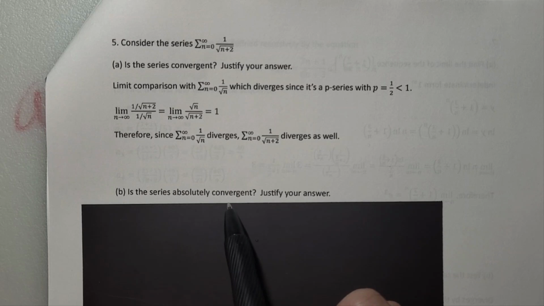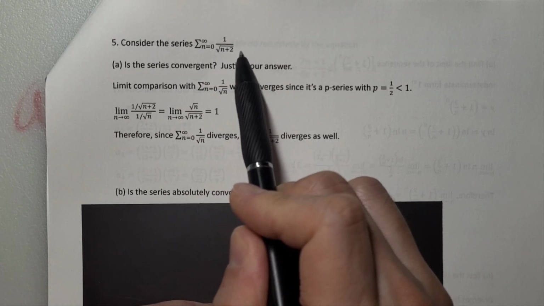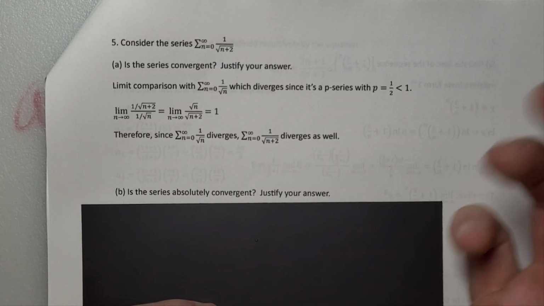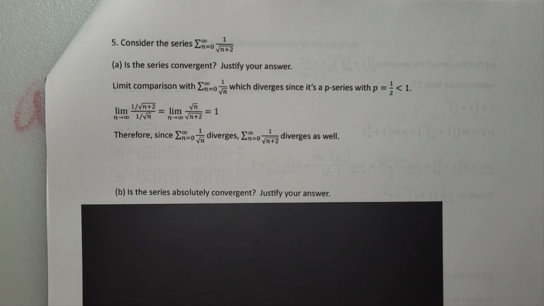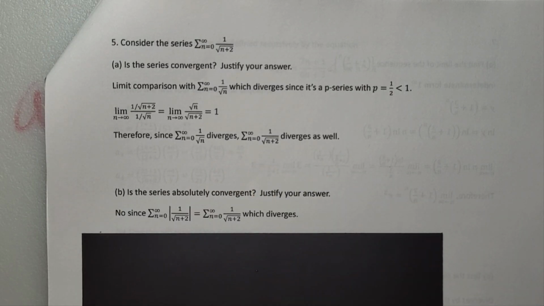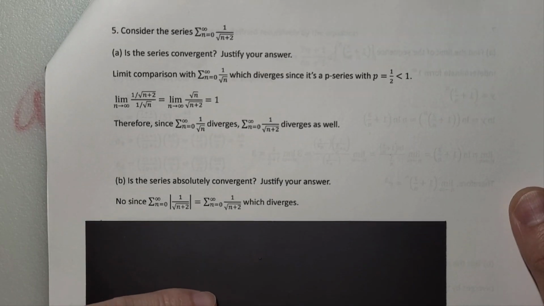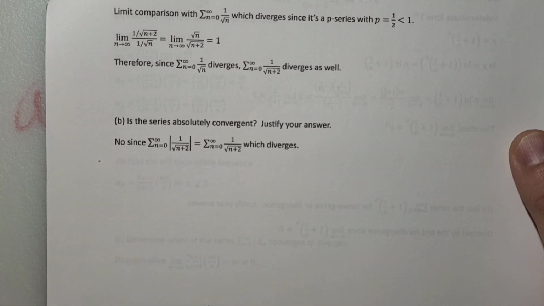Is it absolutely convergent? Well, if we take the absolute value, isn't it the same? This is always positive, is it not, for n equal to 0 and onward. So it's not absolutely convergent. Not even conditionally convergent, actually, and it doesn't even ask that.